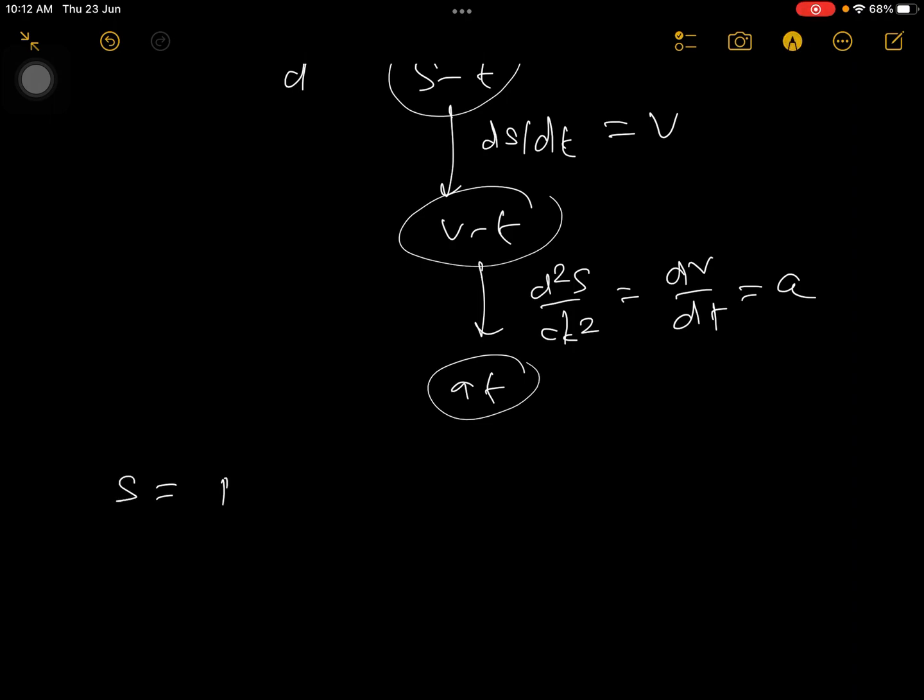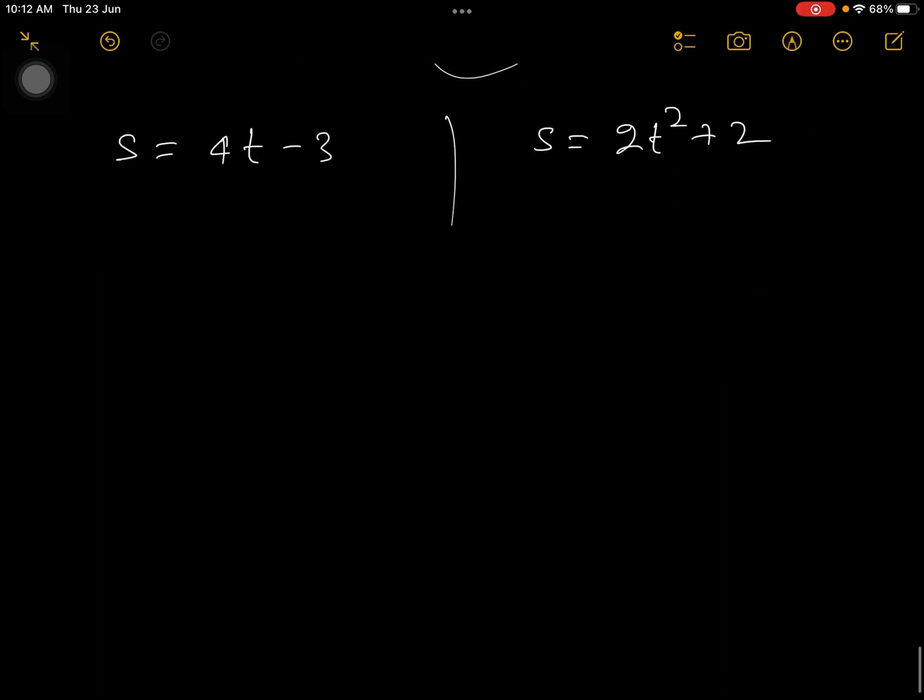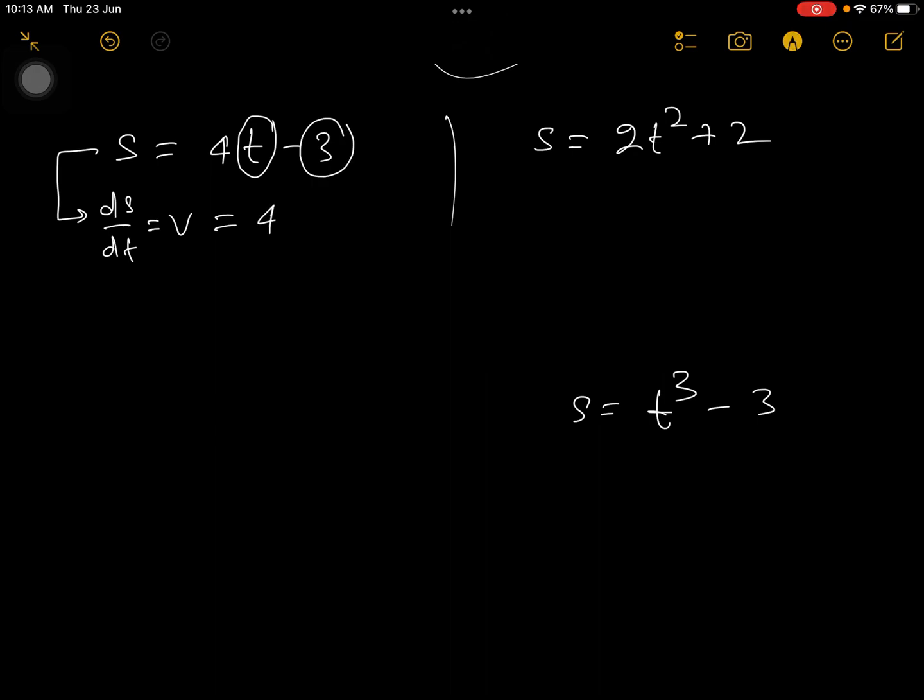s is equal to 4t minus 3. And I am saying another example, s is equal to 2t square plus 2. And I am giving one more example, s is equal to t cube minus 3. Now see, we will differentiate all the three equations. If you differentiate for the first time, that is nothing but ds by dt, then you will be getting v. In differentiation, this t will become 1, this constant will become 0, so you'll be remaining with 4 alone. Okay, so your velocity is 4.